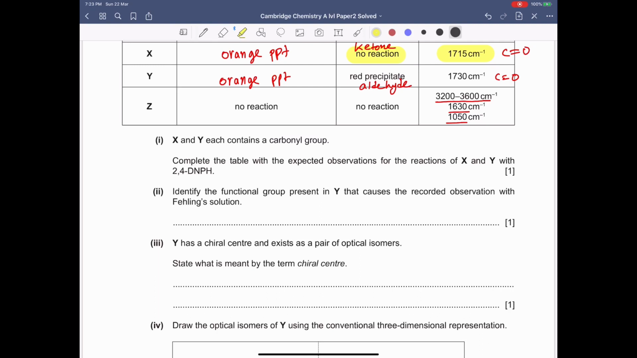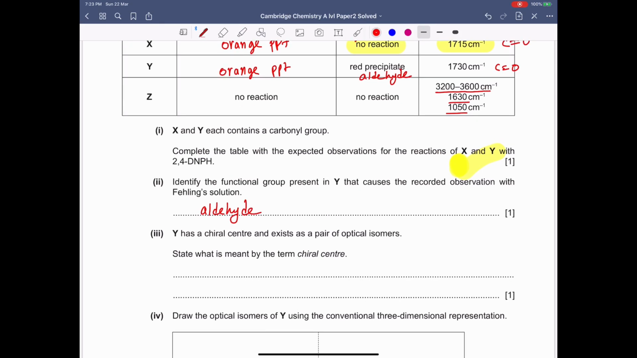Complete the table with expected observations for the reactions of X and Y with 2,4-DNPH. Well, this is done. Identify the functional group present in Y that causes the recorded observation with Fehling's solution. So we have to write the name here: aldehyde.